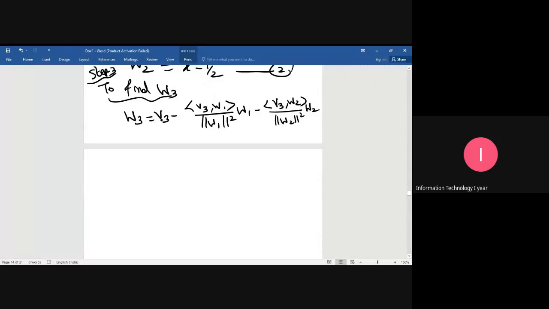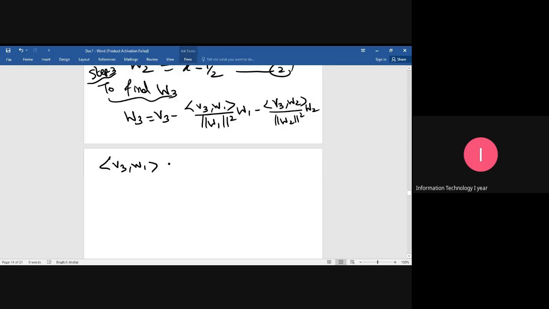In this, v3 is given: v3 equals x square only. Then the inner product of v3 comma w1 we have to calculate now. Norm w1 square we already found, it is 1. w1 we can collect from the first step. Then the inner product of v3 comma w2 we need to calculate, and then norm w2 square. So to find w3, we need these 3 values. First, find v3 comma w1.